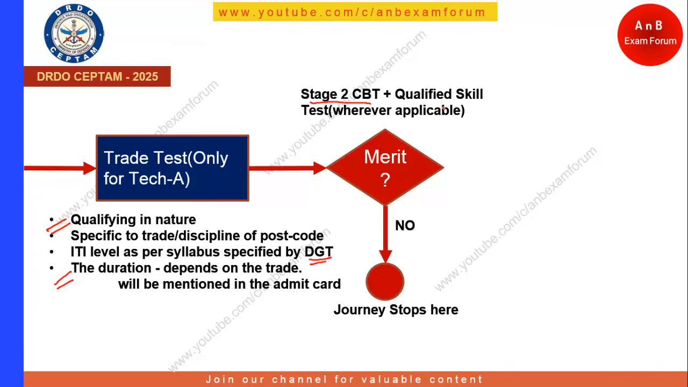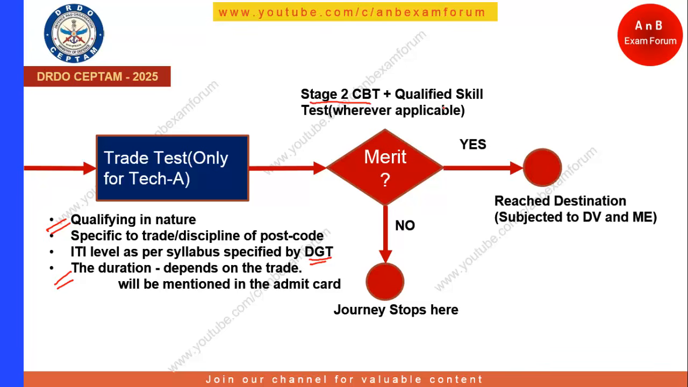Okay, and if you are able to make it in that merit list, you have reached the destination; if you're not able to make it, your journey stops there. And reaching the destination is definitely subject to your document verification, what you have mentioned in the documents, and your medical examination. This time they have introduced a medical examination for vision, and other similar basic medical examinations would be done. It would be done after getting your offer letter, I hope. Okay, so this is the process.